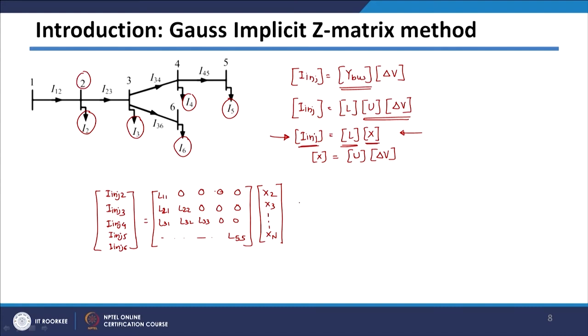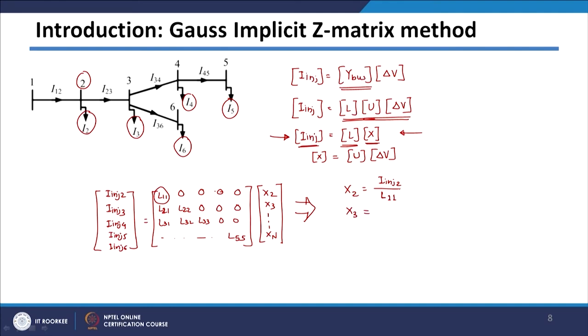So in this case I can easily write X2 will be equal to I injected at bus number 2 divided by L11, this element of this matrix, and this is known because we have derived these LU matrices from Y bus only. So L11 is already known, current injected is known, so X2 can be calculated. Similarly, X3 can be calculated like this.